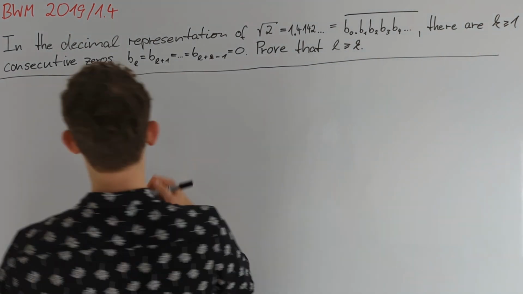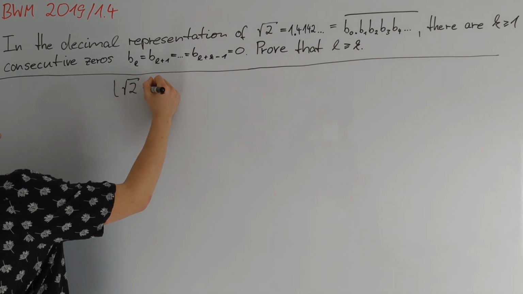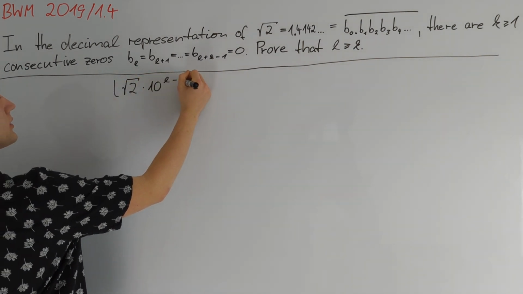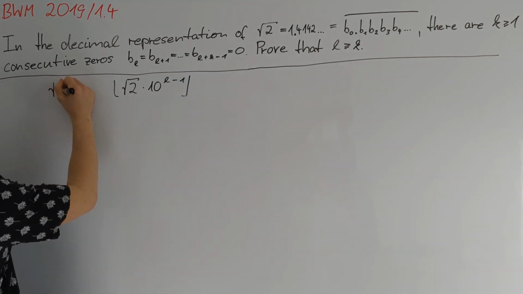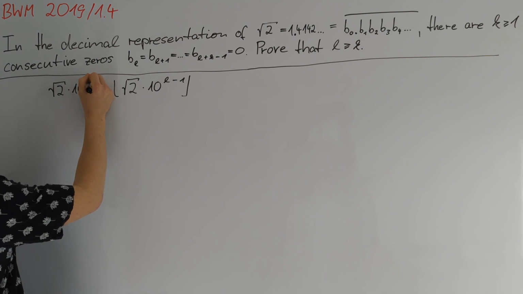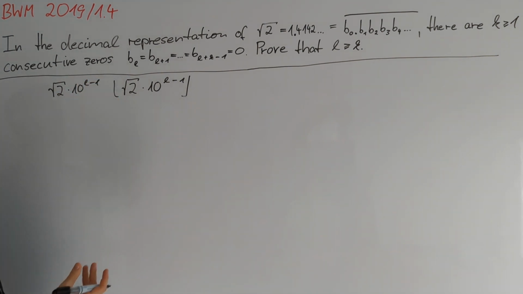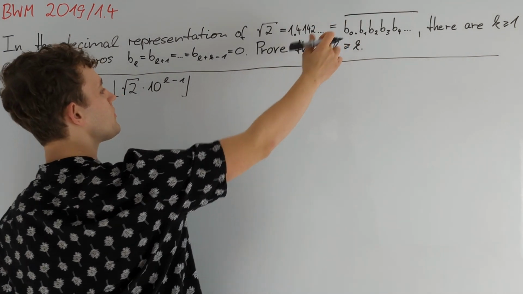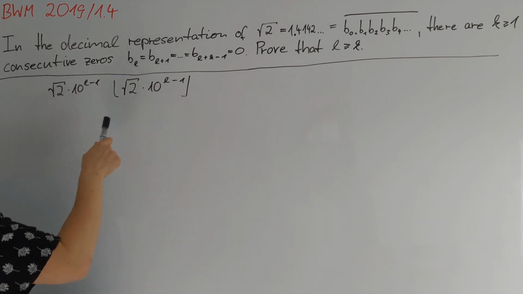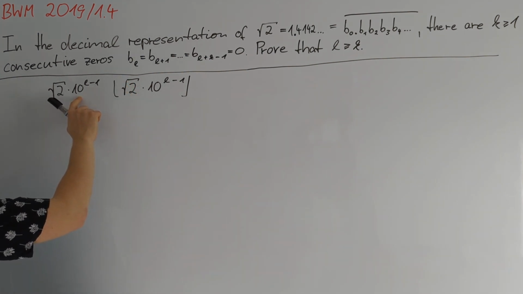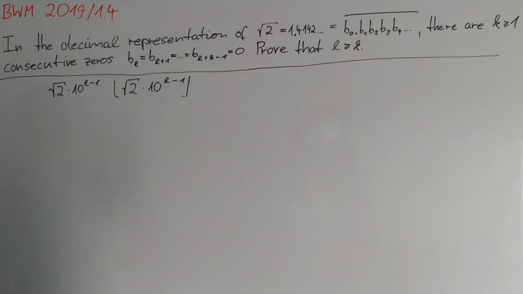Or in other words, the floor of square root of 2 times 10 to the power of L minus 1 is quite a good approximation for square root of 2 times 10 to the power of L minus 1. We can think of that number's decimal representation as exactly the same one as for square root of 2, but the decimal point now lies right before b_L, which is why we chose this power of 10 in particular. We want to get precise bounds on the size of the difference of these two terms.